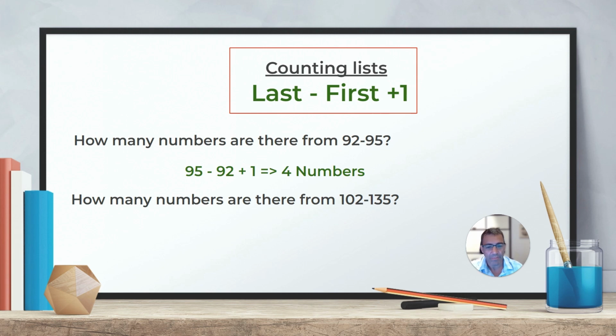So with that in mind, how many numbers do we have from 102 to 135? Let's think about it. 135 minus 102, that's 33. We need to add 1 to that, so there's exactly 34 numbers from 102 to 135. And that is how you count lists.